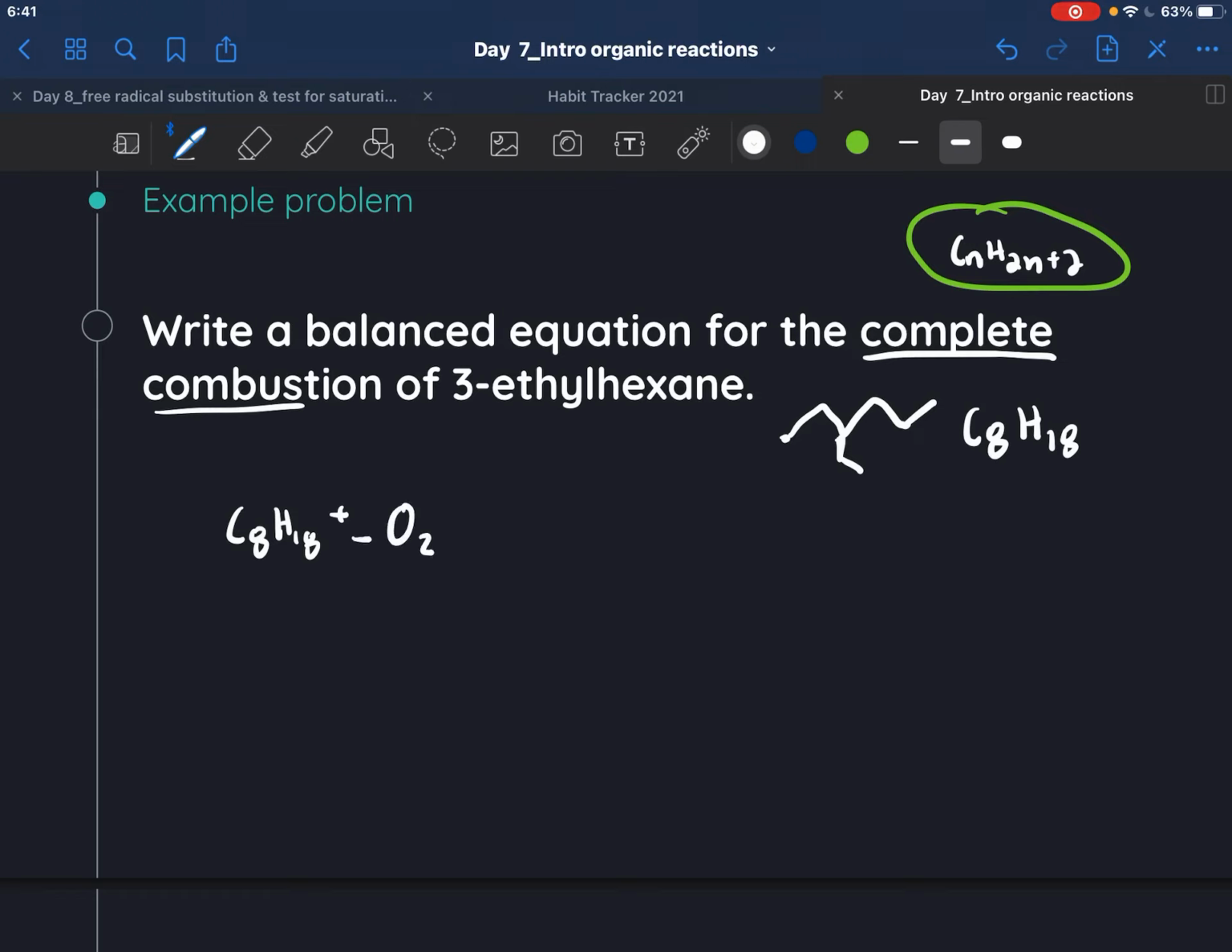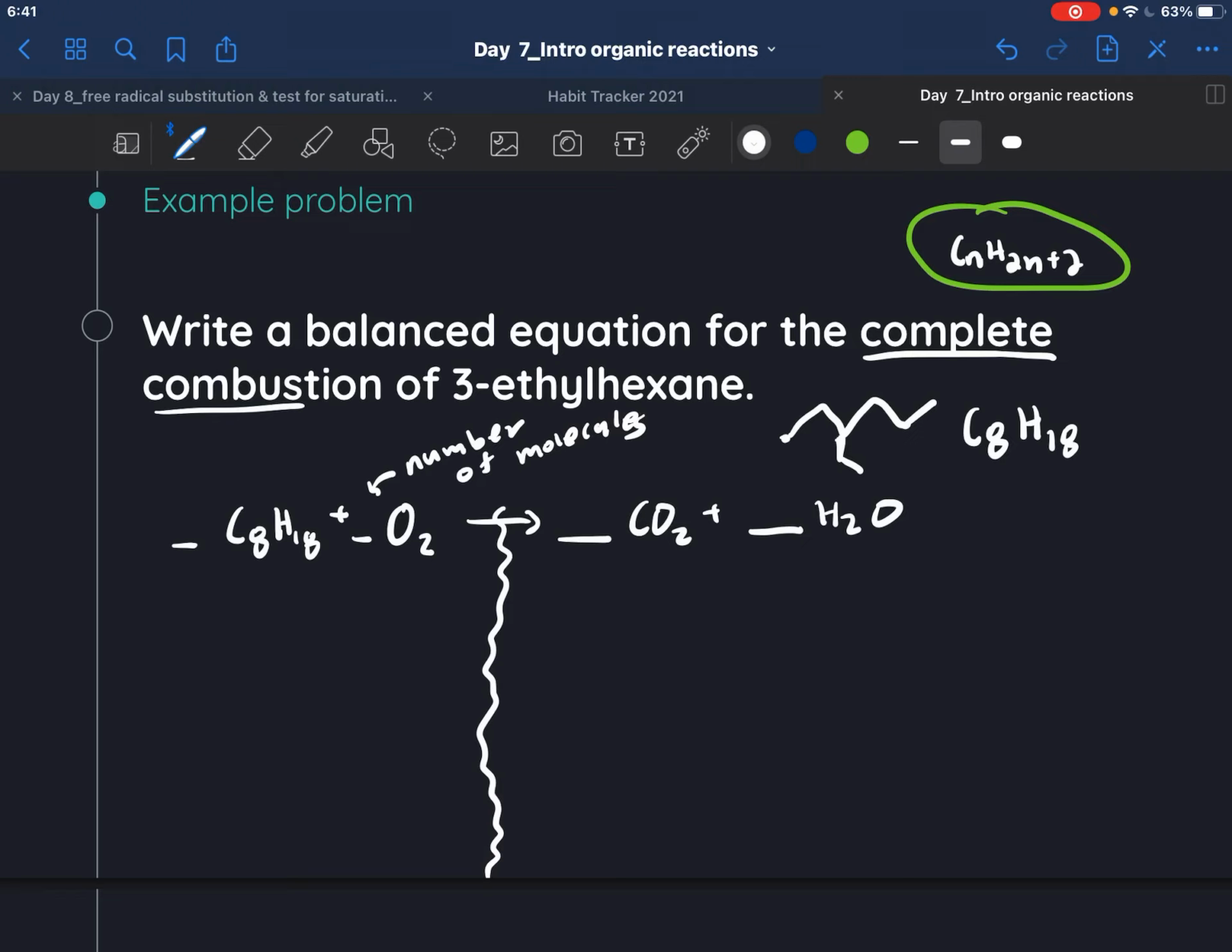I'm going to leave space here that I'm going to use to add coefficients. Coefficients tell me the number of molecules that I have. Yield CO2 plus H2O. And these are the products for complete combustion of an alkane. All right, so how do I balance? My first step is I draw a line down the middle of my equation where the arrow is. So this is telling me that 3-ethylhexane plus oxygen yields CO2 and H2O.